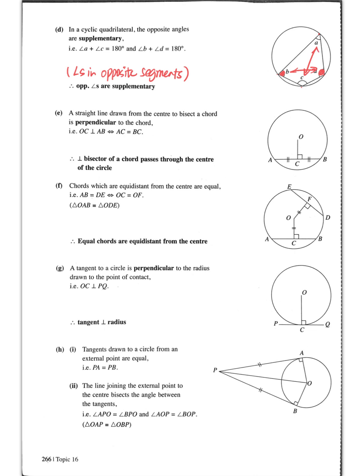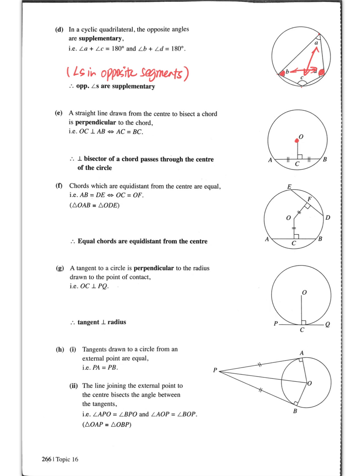Angles in opposite segments. Then E, a straight line drawn from the center of the circle to bisect a chord is perpendicular to the chord. So you have a straight line from the center of a circle that is 90 degrees to the chord, and it will cut the chord into two. So the perpendicular bisector of a chord passes through the center of a circle.